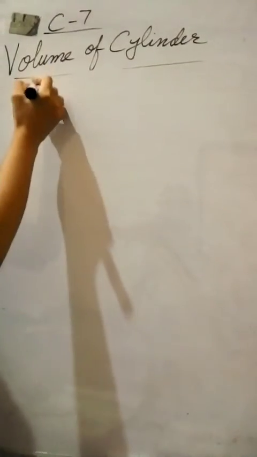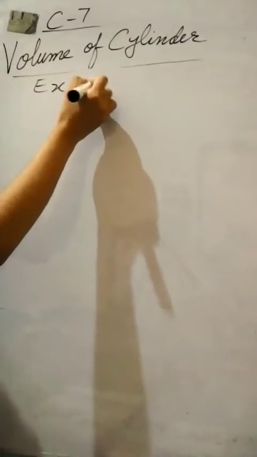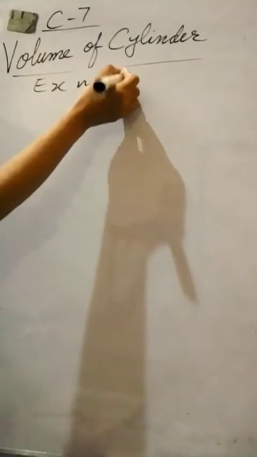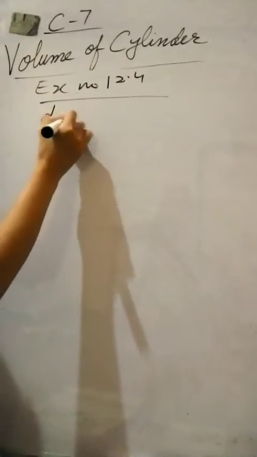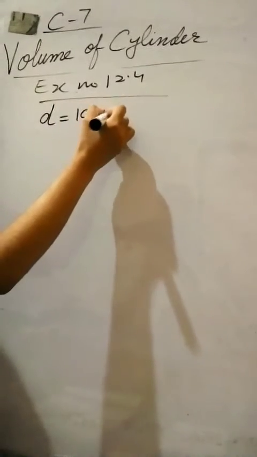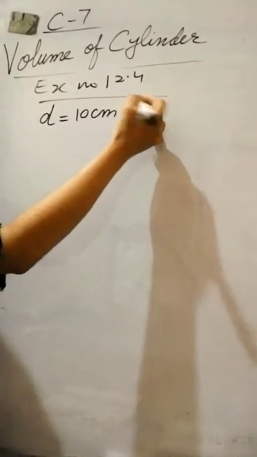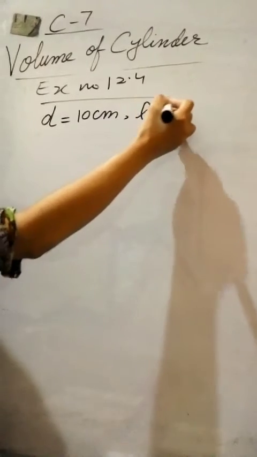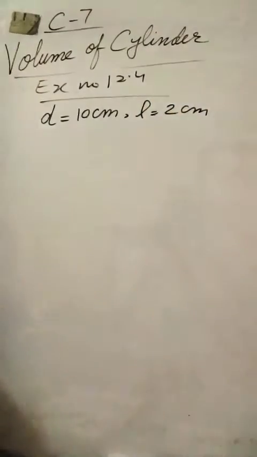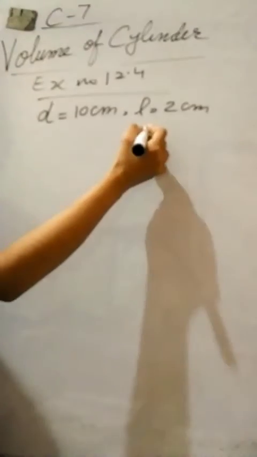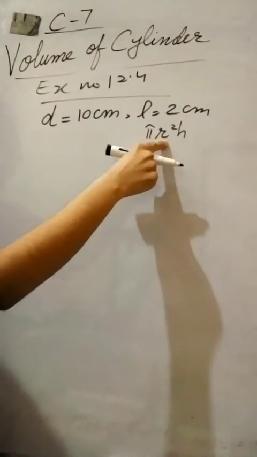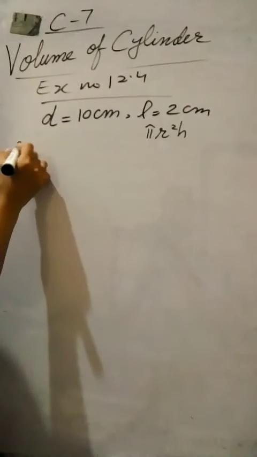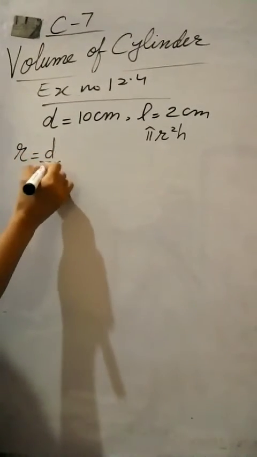Let's see, the question is, we have a diameter of 10 centimeter and a length of 2 centimeter. But first of all, check the formula. Formula is pi r square h. So how can we find the radius? Radius is diameter divided by 2.